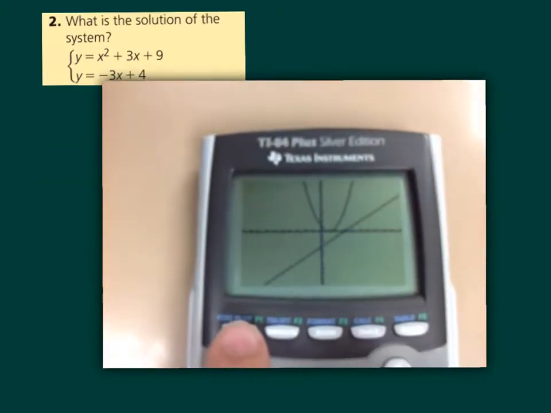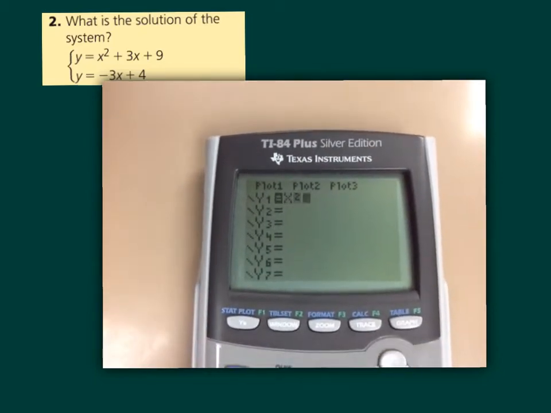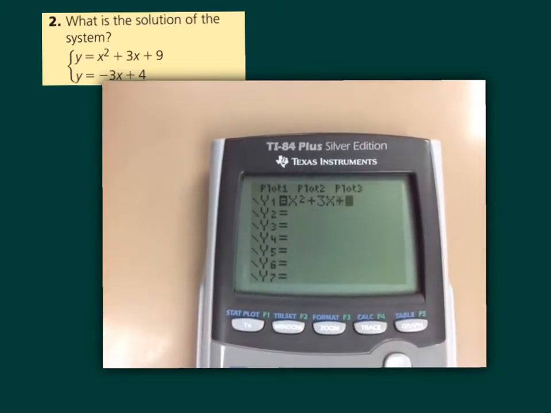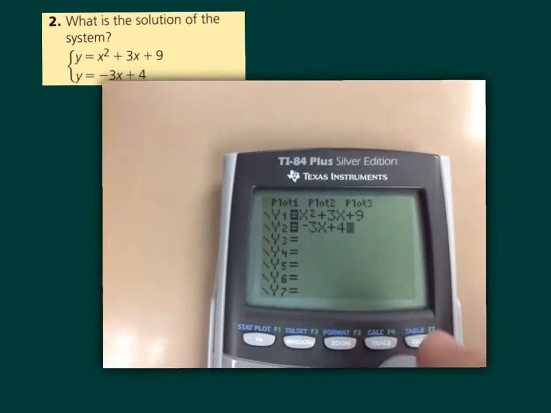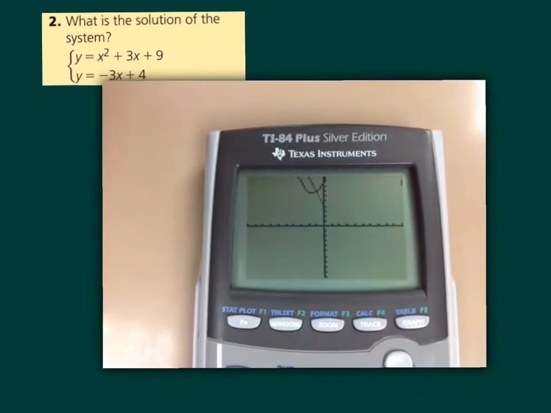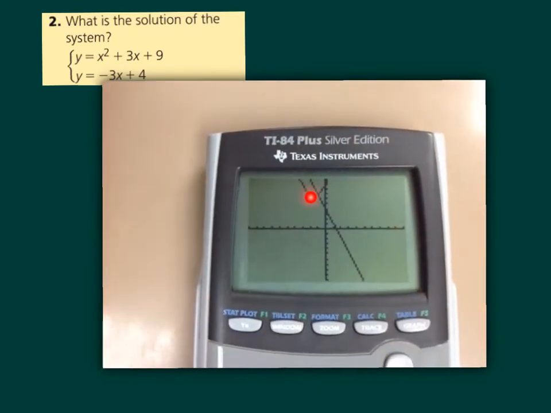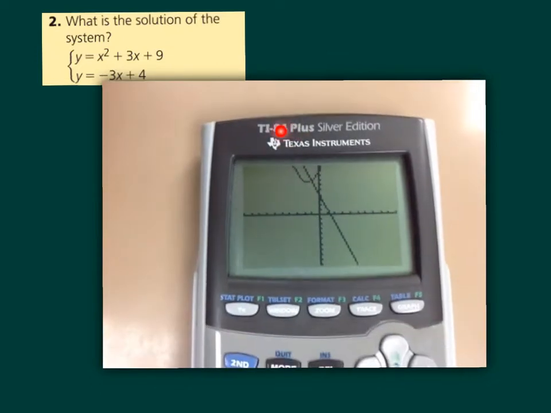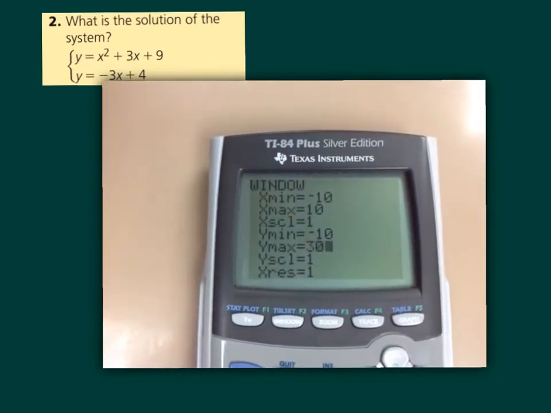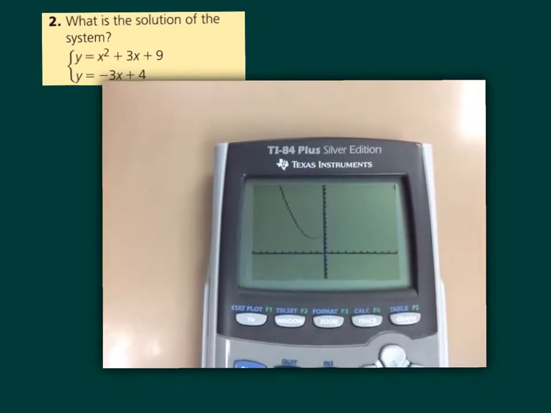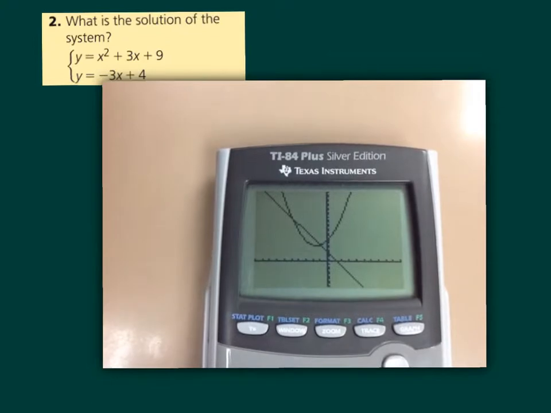So, in y equals, we've got x squared plus 3x plus 9, negative 3x plus 4. If we graph that in the standard zoom window, you can see one intersection here, but we can't see what's going on up here, so we go to window, change the y max, let's make it 30, graph it. So now we can see there are going to be two intersections.